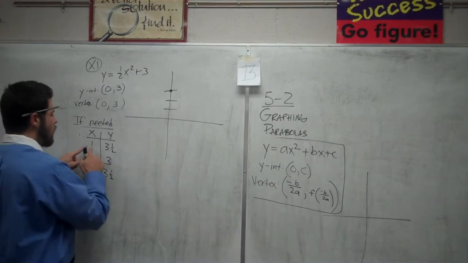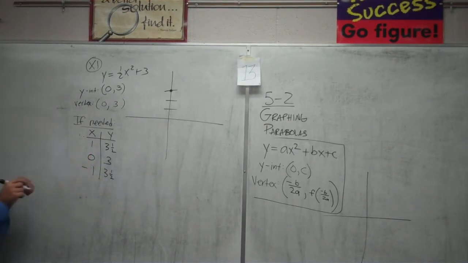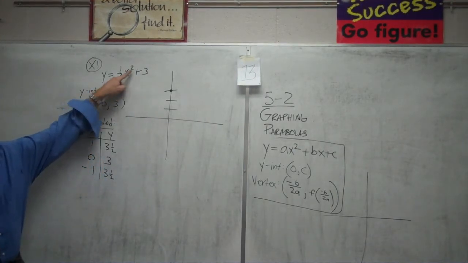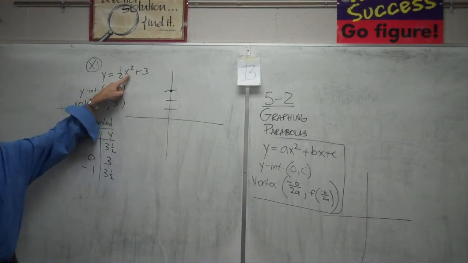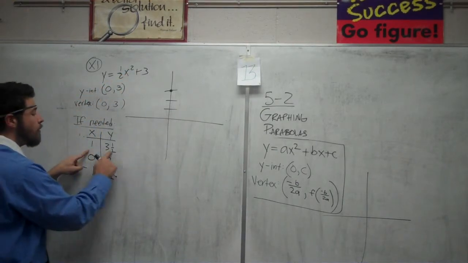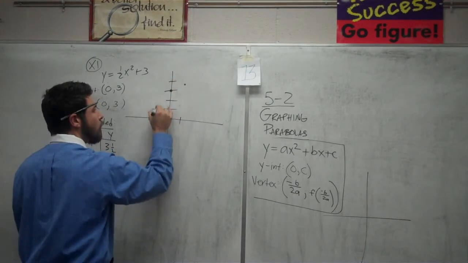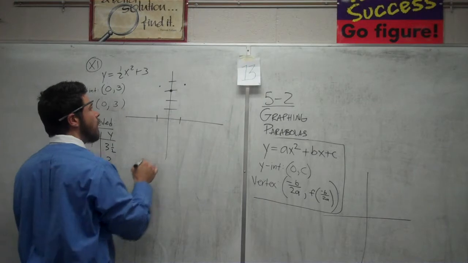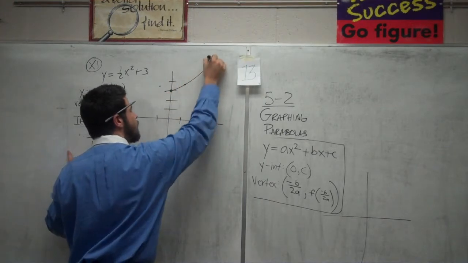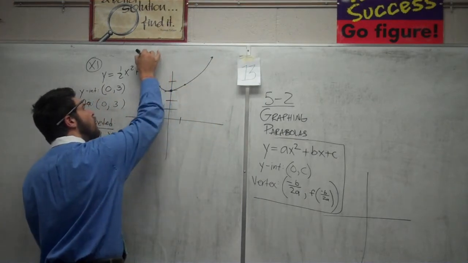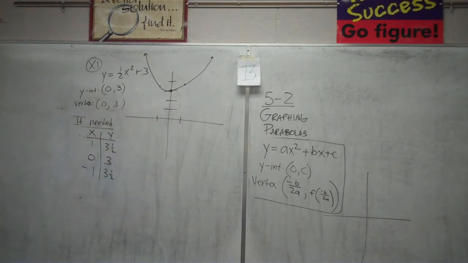Now, wouldn't it give you negative? No, because when you take the negative 1 here and square it, it becomes a positive 1. Watch what I'm going to do here. I'm going to take 1 and 3 and a half, and plot it right here. Negative 1 and 3 and a half, and plot it right there. And I graph a nice, smooth, curved graph through your 3 points.